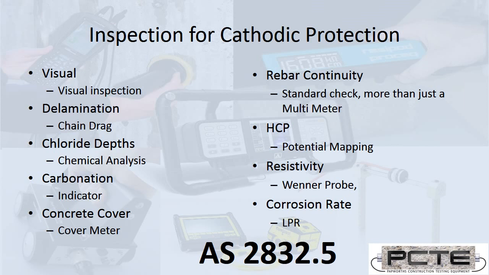Another section where these tests are mentioned is the inspection for cathodic protection, which makes very heavy reference back to the cathodic protection Australian standard, AS 2832.5. In this we see some crossover with the previous section in that cover meters are still relevant and other tools. There's also some very important design inputs to this method, such as resistivity mapping of a structure before cathodic protection.